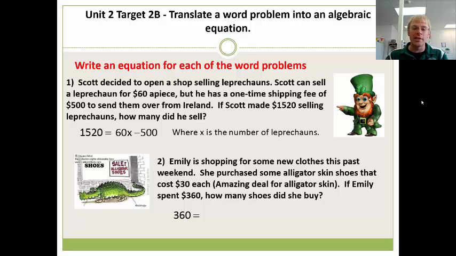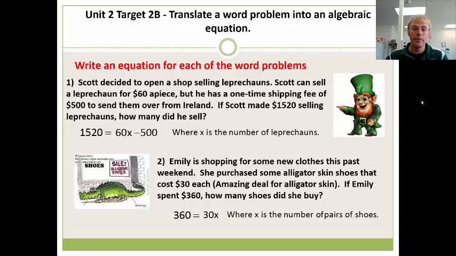So how do we represent how much money she spent on shoes the same way we represented the money Scott made per leprechaun? We wrote it as 30 times x. That'll tell us how much money she spent on shoes, where x is the number of pairs of shoes. And again, now we have a one-step equation that we could solve and find how many shoes Emily did buy.